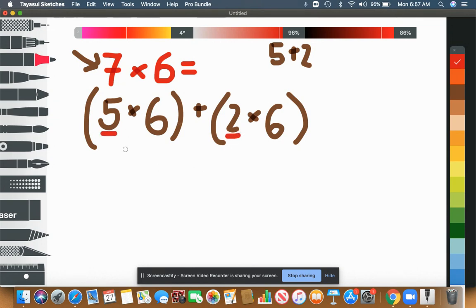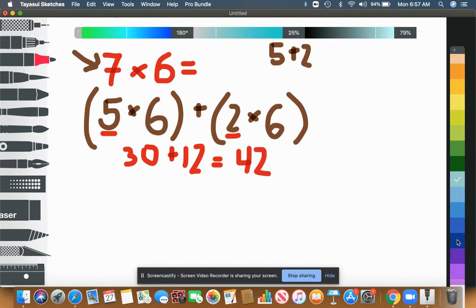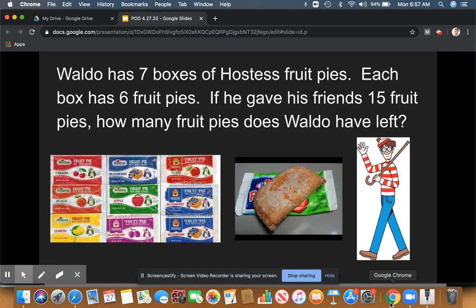Alright, so 5 times 6 is 30, plus 2 times 6 is 12. If I add those two together, I'm going to get 42 as my product. So 7 times 6 is 42, and that means that our friend Waldo here started with 42 fruit pies. Now let's take a look at the second part of this problem. It says if he gave his friends 15 fruit pies, how many fruit pies does Waldo have left?